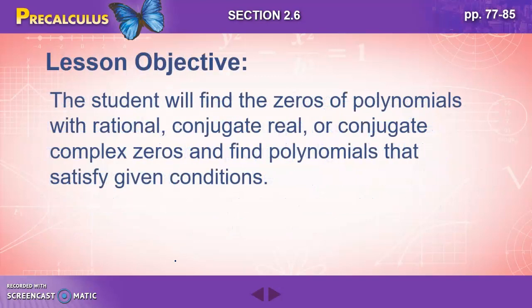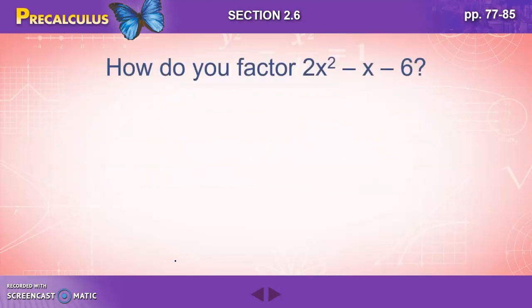Our lesson objective is that you, the student, will find the zeros of polynomials with rational, conjugate real, or conjugate complex zeros, and find polynomials that satisfy given conditions. So let's think. How do you factor 2x squared minus x minus 6?